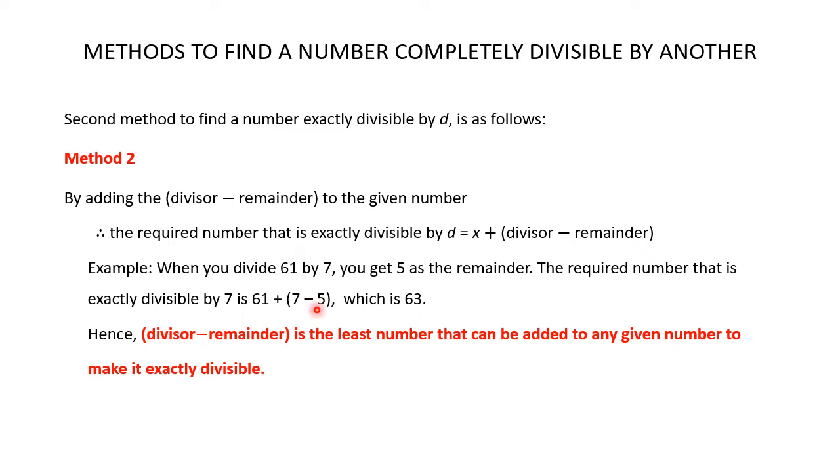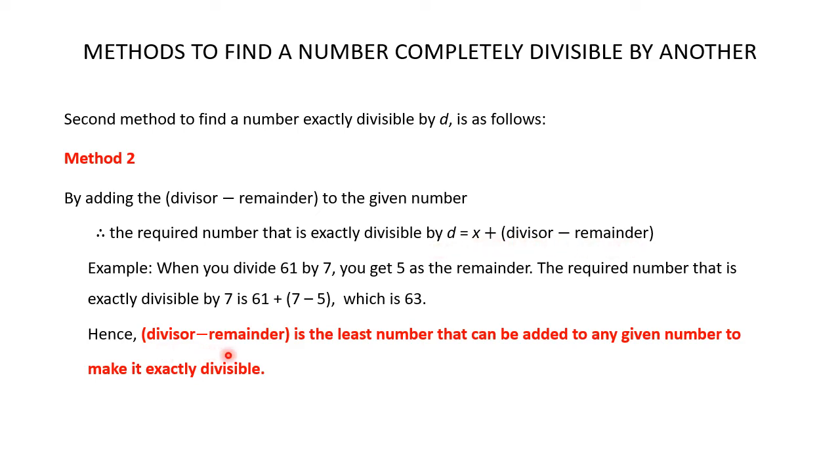What you have done here is you have subtracted the remainder from the divisor and the answer you get is added on to the given number. This gives you a number which is exactly divisible by d. Thus, by adding the divisor minus remainder to the given number, you get a number which is completely divisible by the divisor. That is, the required number that is exactly divisible by d is equal to x plus divisor minus remainder. This is a very important concept.